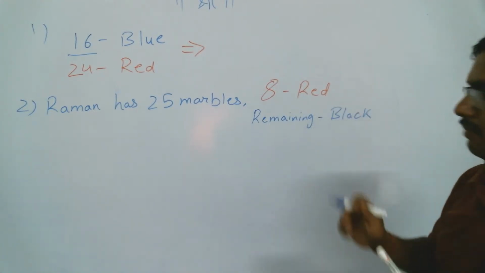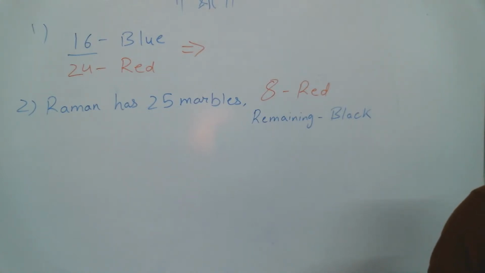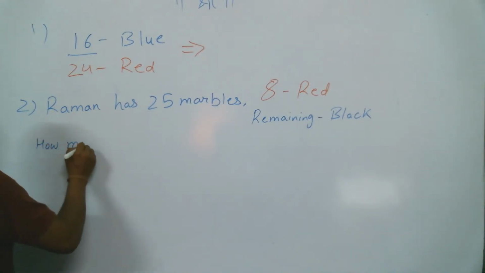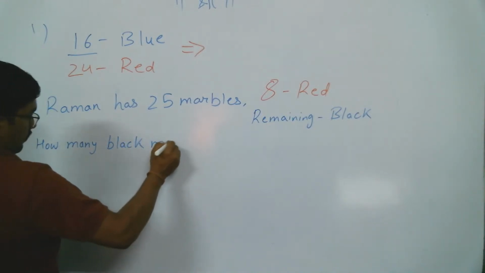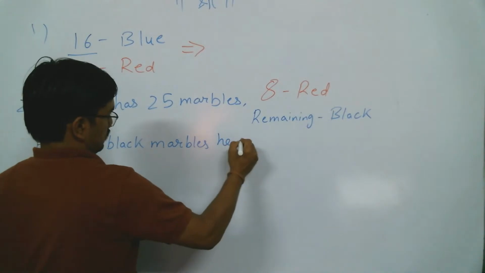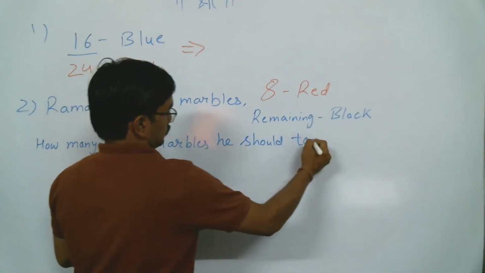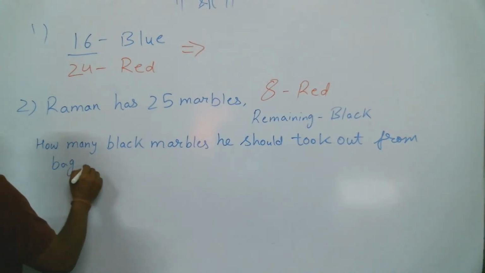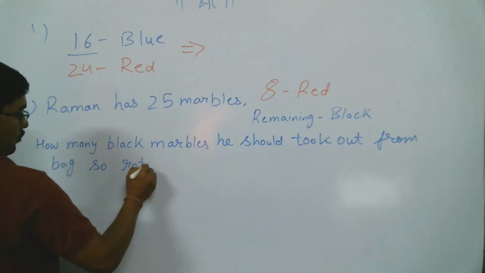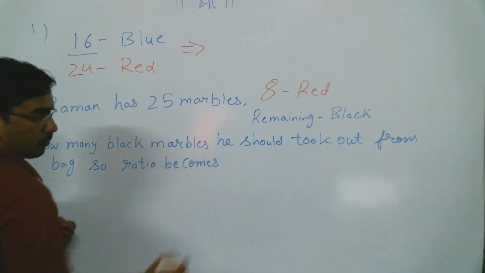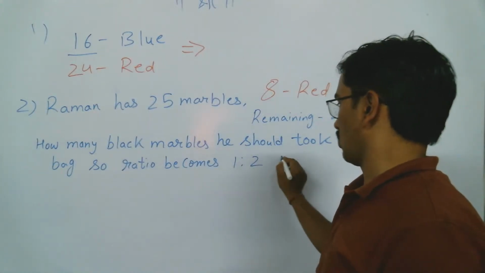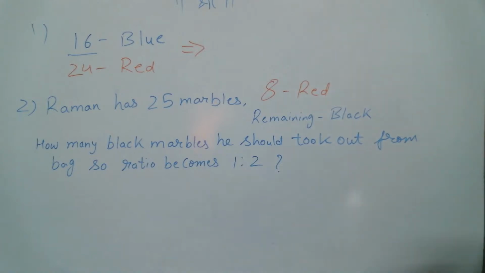Remaining are black marbles. How many black marbles should he pull out from the bag so that the ratio of red to black marbles becomes 1:2? Number of black marbles he should remove.